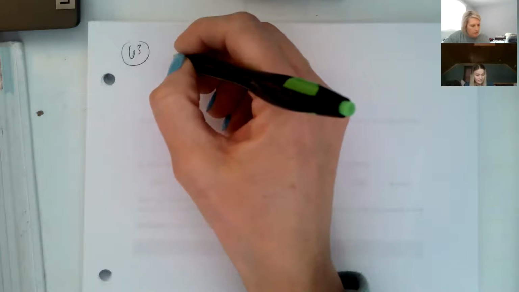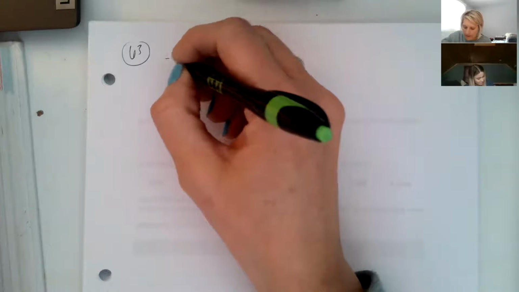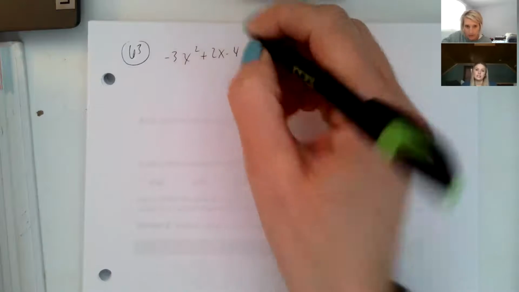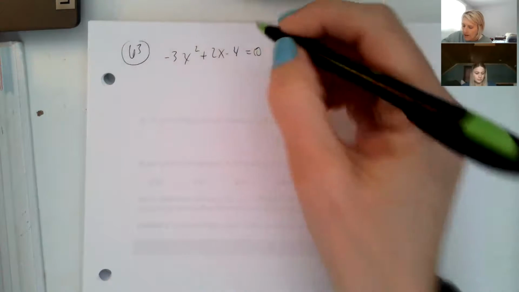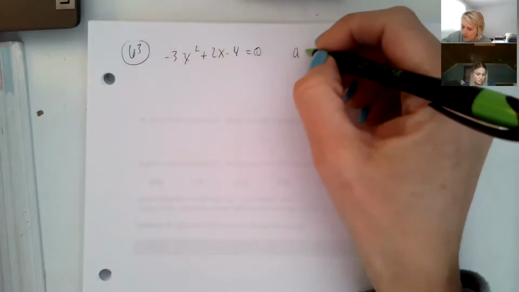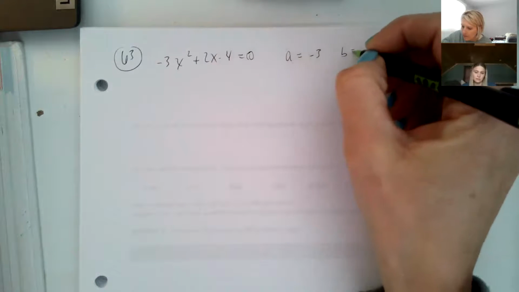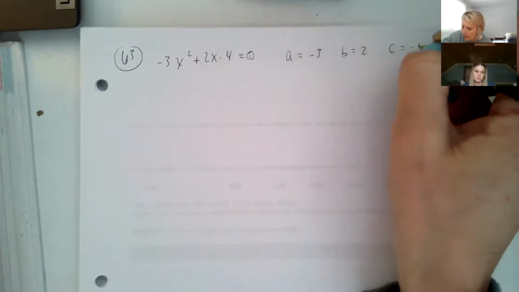Yeah, it is 63. Okay, and they're asking us to find the zeros, right? Find the solutions of the quadratic equation, relate the solutions of the equation to the zeros of an appropriate quadratic function. Okay, so we have negative 3x squared plus 2x minus 4 equals 0, because that's what it means to find the zeros. And so if we use the quadratic formula, we've got a is negative 3, b is 2, and c is negative 4.